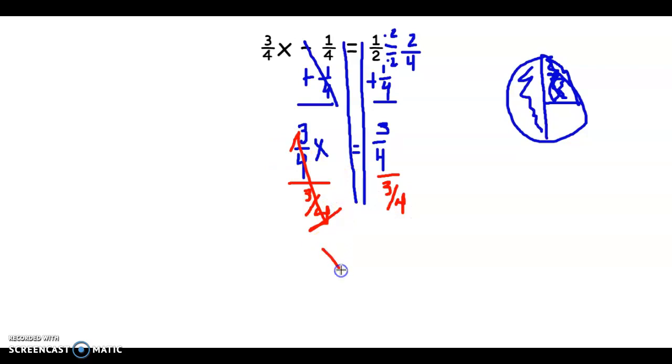So I have 1x left on this side. Well, same thing goes on this side. 3/4 divided by 3/4. Anything divided by itself is 1. There it is. That's my answer. X equals 1. You go ahead and try yours. Good luck.